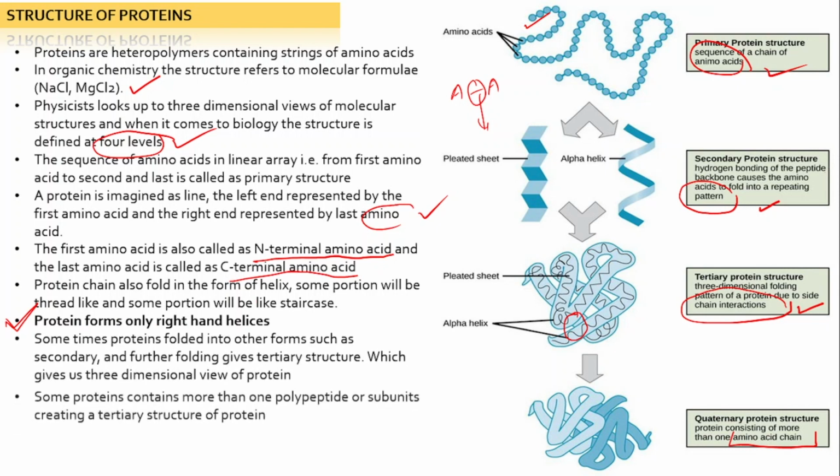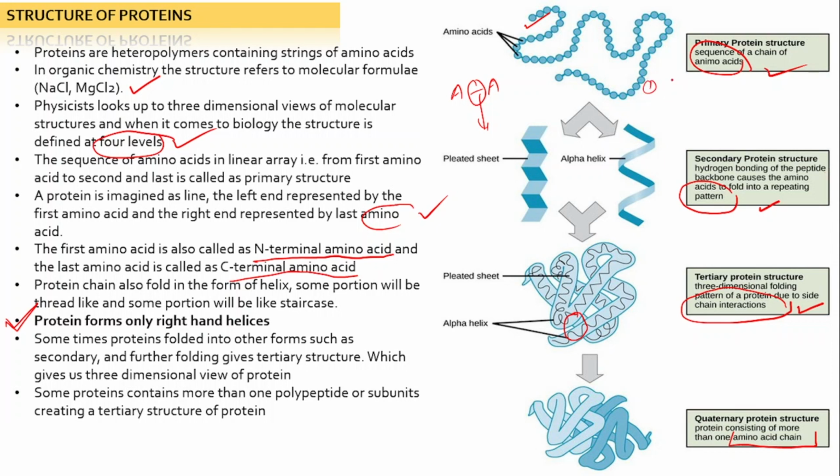Sometimes protein folds into other forms such as secondary, and further folding gives tertiary structure, which gives us a three-dimensional view of the protein. Just now we discussed this. Here we have a linear chain of amino acids, a helical structure here, and then a three-dimensional structure here where the side-to-side interaction occurs. The same in quaternary protein structure: for example, this is one amino acid chain, and we may have more than one chain.